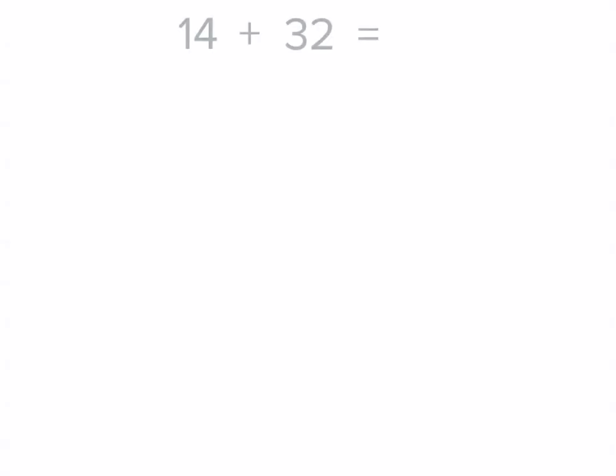Now we've got one more we're going to look at, and in this example we've got 14 plus 32. They've both got tens and units digits, so this time we're going to write them out, but we're not going to rule all the lines. 14 has 4 in the units place and 1 in the tens place, and we're adding 32, so we've got 2 units and 3 tens.